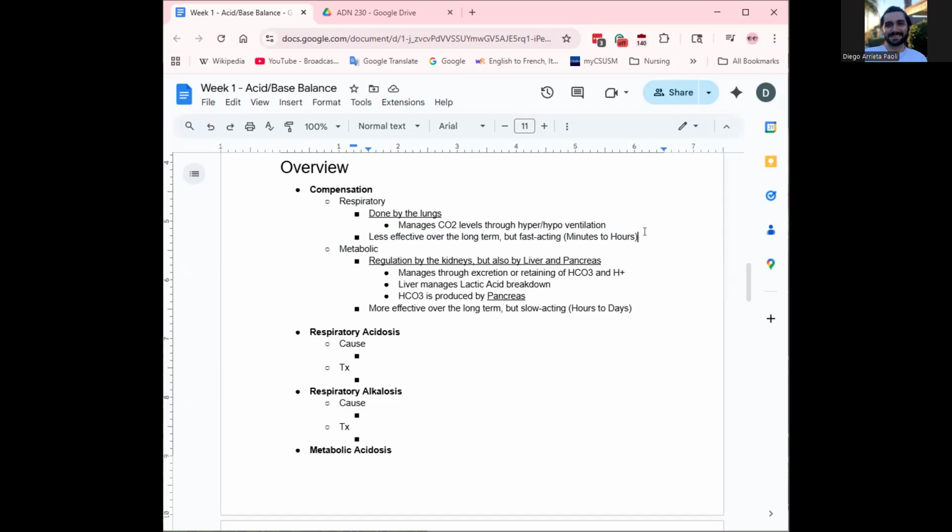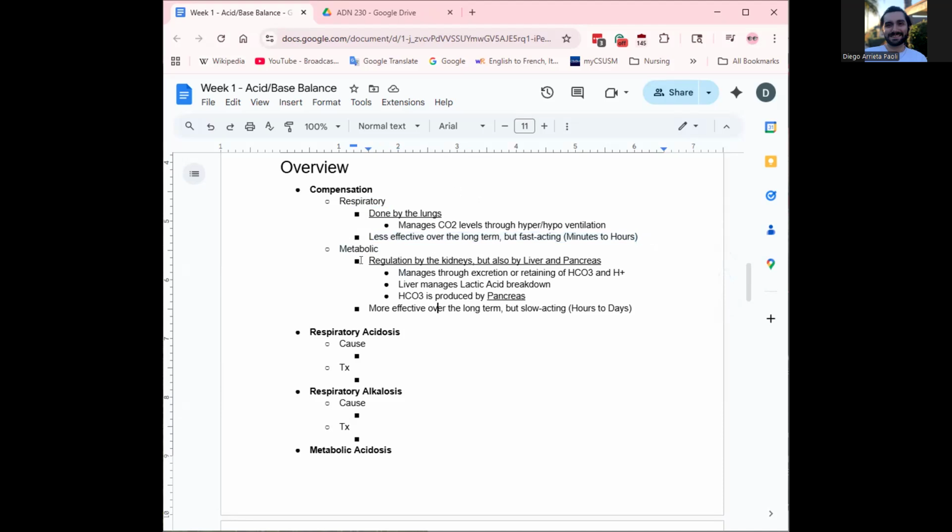Someone having DKA does the small respirations automatically. It's a way for the body to regulate the acid base, because if they're acidic because of the ketones due to the DKA, their body is going to try to get rid of some extra acid in the CO2 by breathing out more. But like I said, it's fast acting, but less effective over long periods of time.